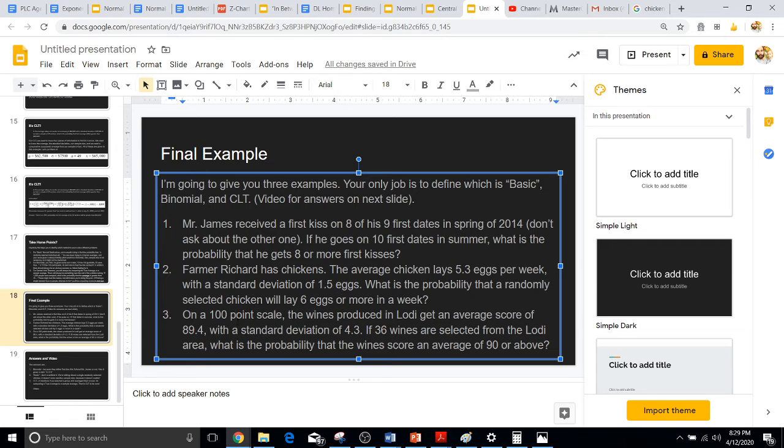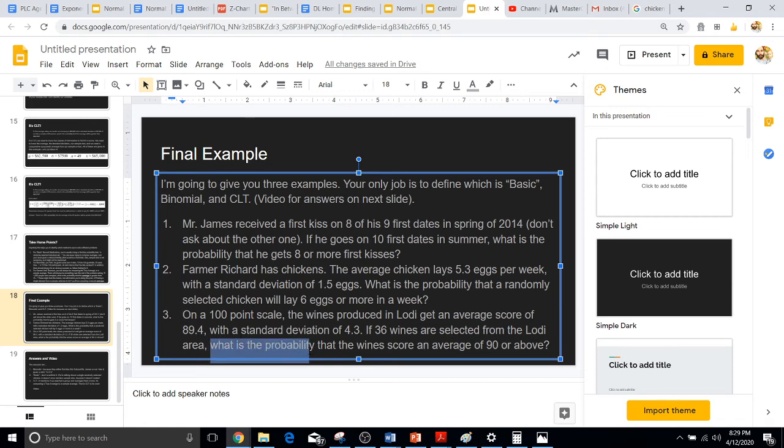Finally, we know that this one's going to be CLT. We know it because of process of elimination, and I told you that there was one of each. But let's go ahead and take a look at it and read it and figure out why. On a 100-point scale, the wines produced in Lodi get an average score of 89.4 with a standard deviation of 4.3. If 36 wines are selected from the Lodi area, what is the probability that the wines score an average of 90 or above?